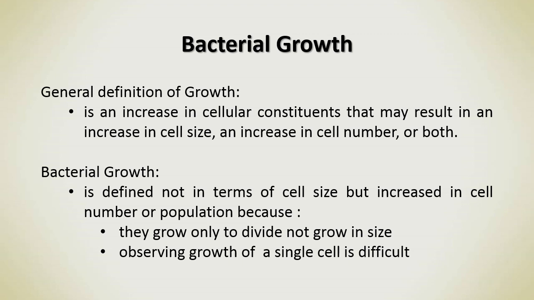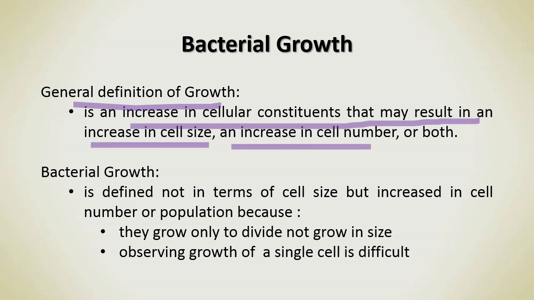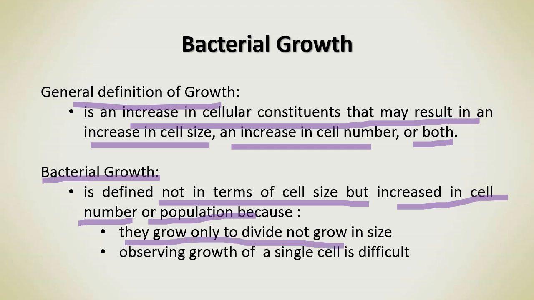The general definition of growth is an increase in cellular constituents that may result in an increase in cell size, an increase in cell number, or both. On the other hand, bacterial growth is defined not in terms of cell size, but as an increase in cell number or population. It is because bacteria grow only to divide, not to grow in size, which means they won't get fatter or thinner. Usually bacterial growth is observed in a population because it's very hard to observe a single unit.